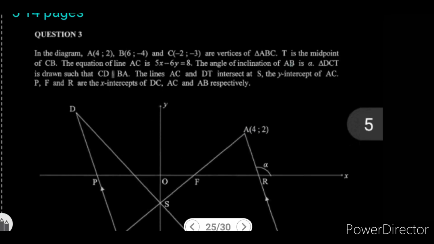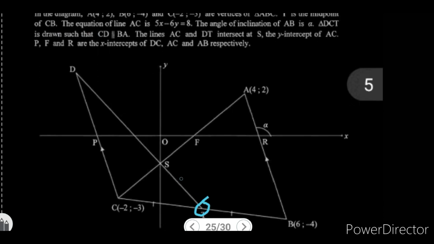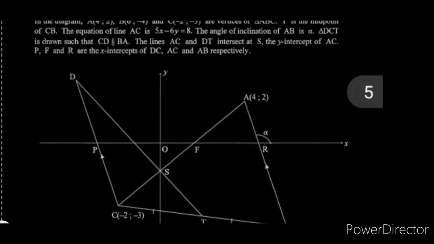Then they say that T is the midpoint of CB. So T is the midpoint of this line. And then from there they say that the equation of line AC is this stuff. So you are given the equation of this line. And you're told that the angle of inclination of AB is A. So they're talking about this angle of inclination of this line.